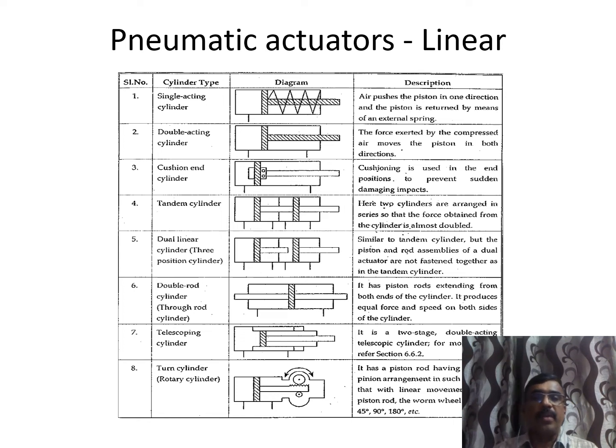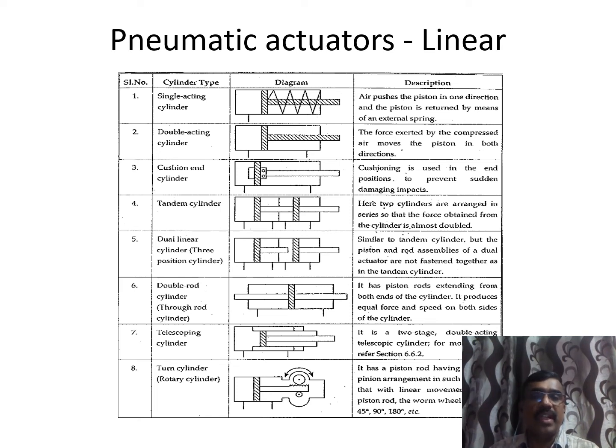Now here this is a single acting cylinder. So only in one direction will it work. The other direction, the retarding direction, happens due to the spring force itself. The second one is the double acting cylinder. See there, here they have given two acting sides. So both sides of the piston will be acted on by the pneumatic system. The rod will be extended and retracted with the help of the pneumatic system only.